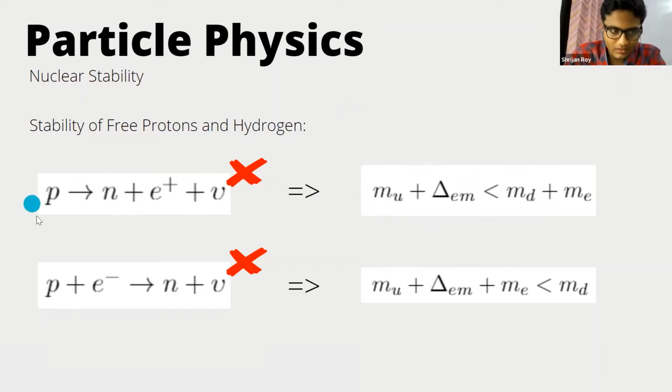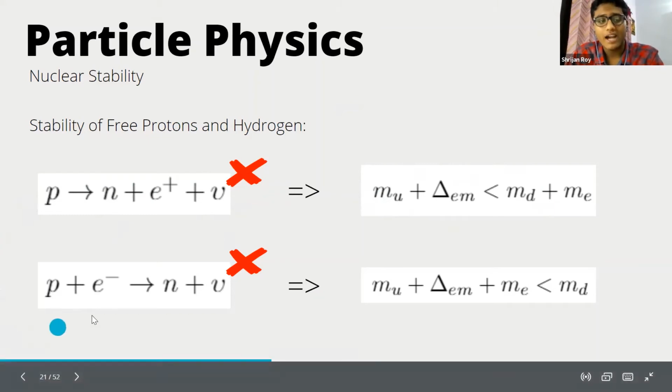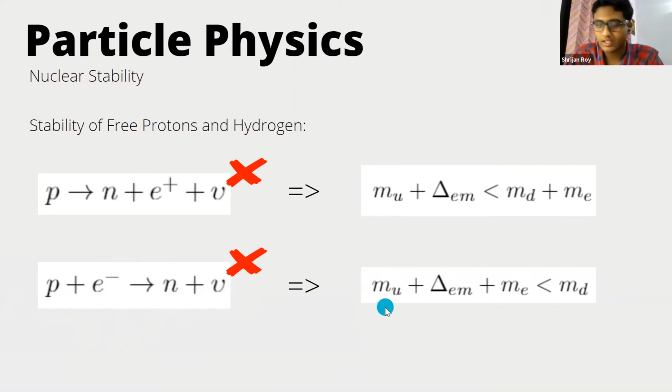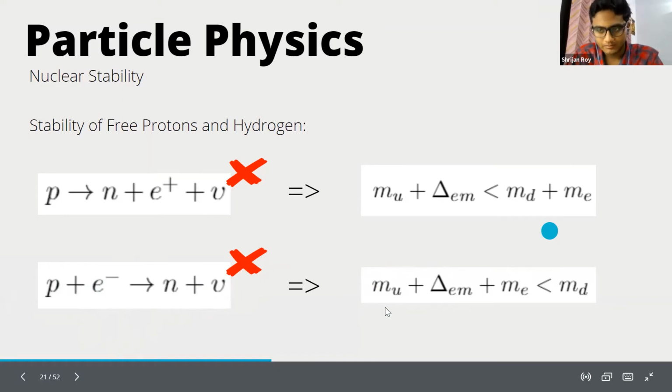We are curbing this nuclear reaction, if we want to stop hydrogen from converting into a neutron plus a neutrino. So basically, the hydrogen absorbs an electron and converts into a neutron. So essentially, we get this: mu plus delta M plus me, going to this side, is less than md. So basically, these are some of the examples.